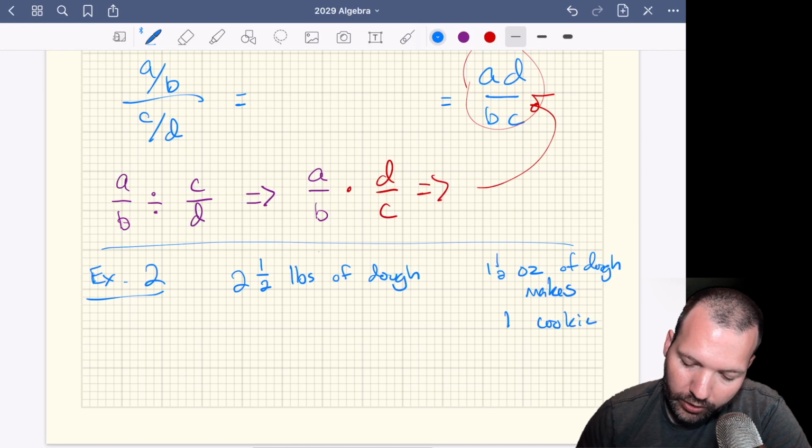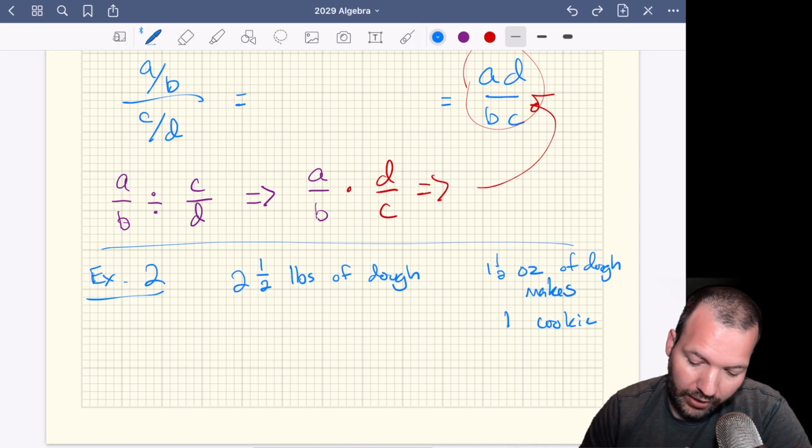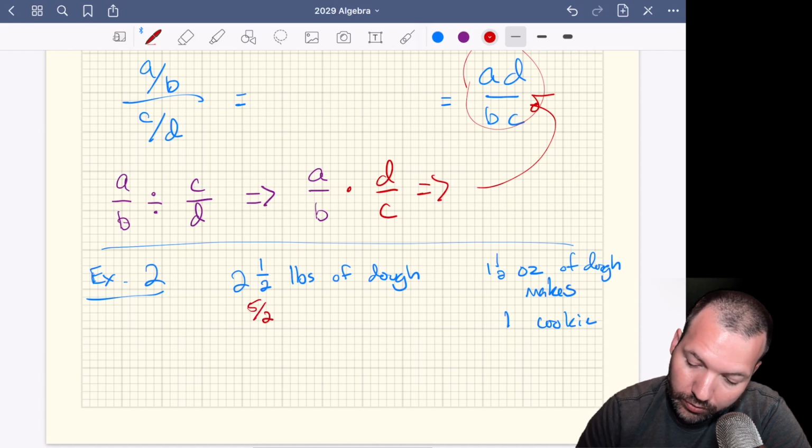And we want to turn pounds of dough into cookies. This is a great candidate for dimensional analysis. Let's express these mixed numbers as fractions. So that's 5 over 2, right? And that's 3 over 2.